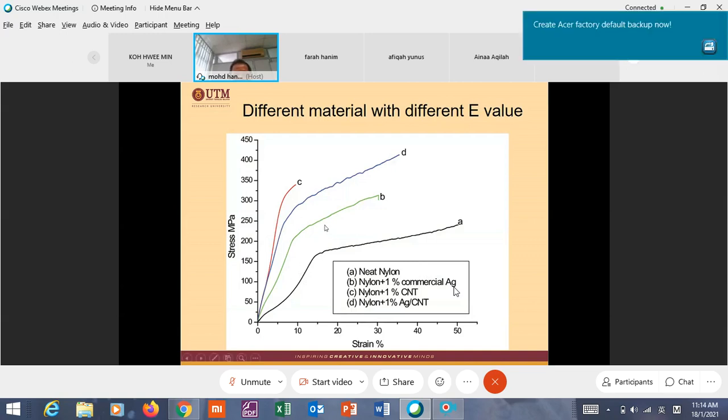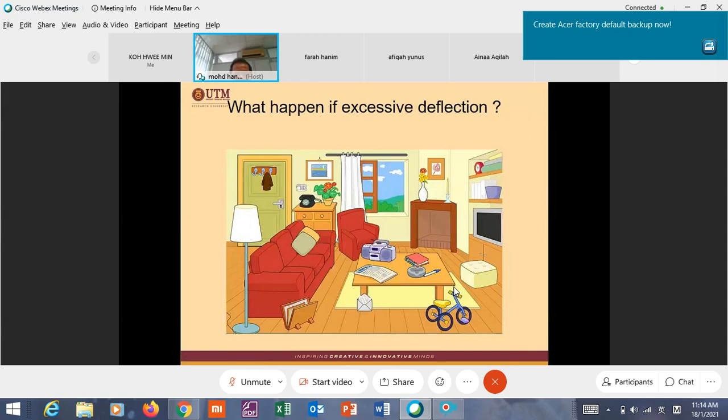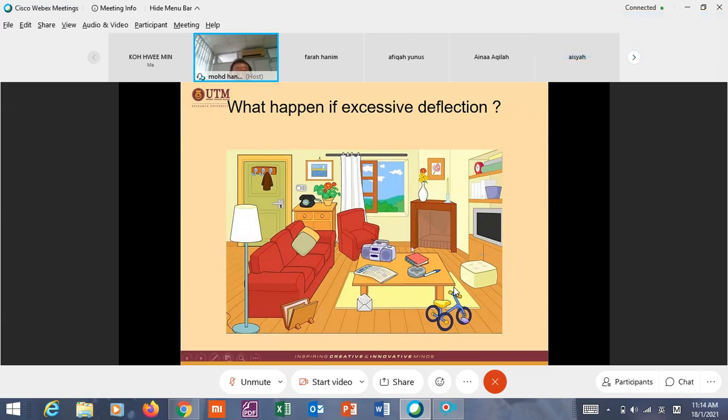So even though the A and I are similar, equal, if the E value is different, you will have different deflection. So that's why we have to be careful what choice of material we want to use in our structure. So what happens, as I mentioned before, if there is excessive deflection? This is our room, our lounge room.